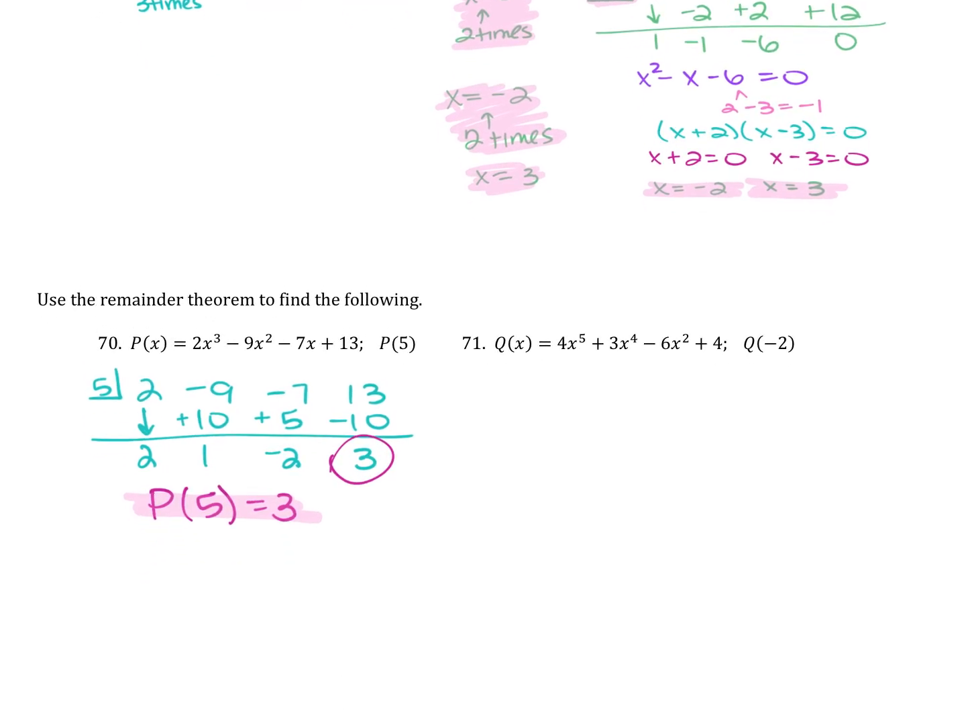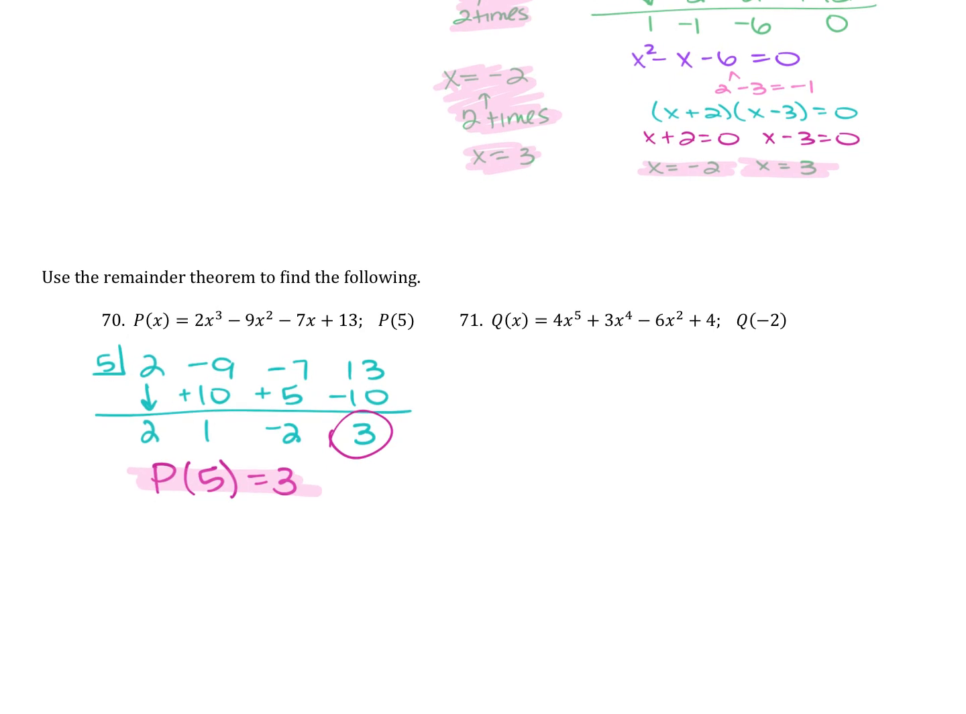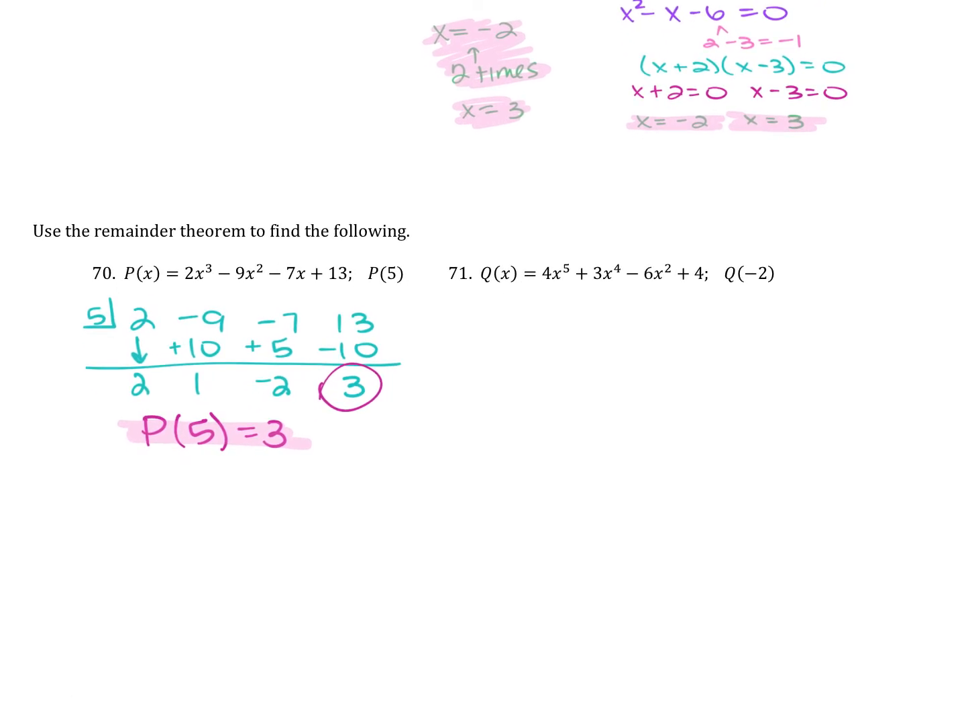For 71, you have q of x is equal to 4x to the 5th power plus 3x to the 4th power minus 6x squared plus 4, and you're finding q of negative 2. Your negative 2 is going to go in your box. To the right of that, you're going to have 4, 3, 0, negative 6, 0, and 4. Remember, place in a 0 for any power that you're missing. You're missing the x cubed, you're missing the x, so zeros go in for those.